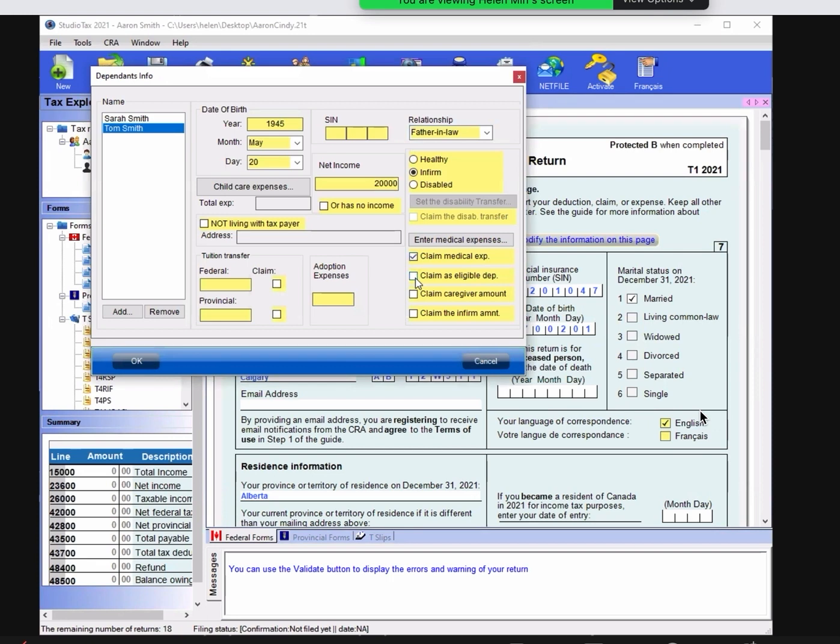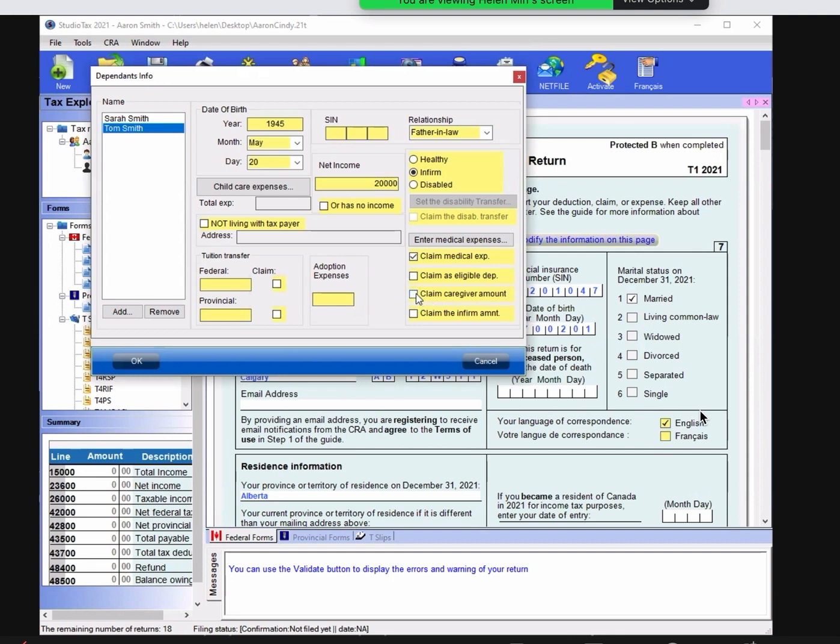Claim eligible dependent. Yes or no? No. Is anybody saying yes? Okay, nobody says yes. That's good. When I was teaching this, somebody still said yes. If you say yes, then you're still confused. So Tom is not an eligible dependent for Aaron, because Aaron has a wife, so he cannot claim eligible dependent.